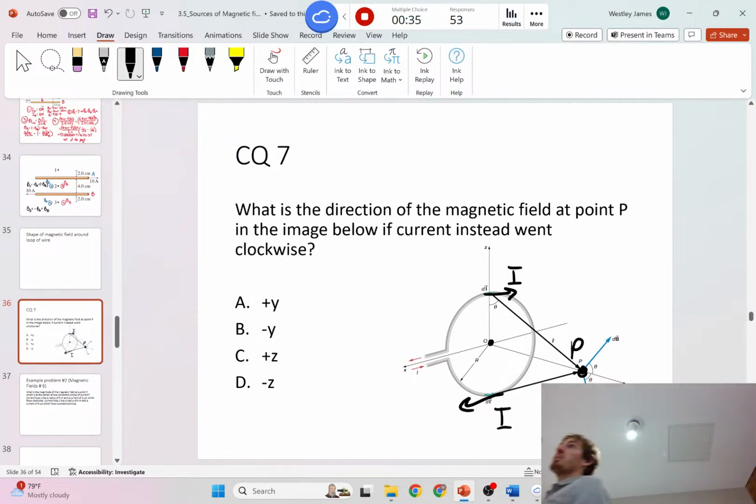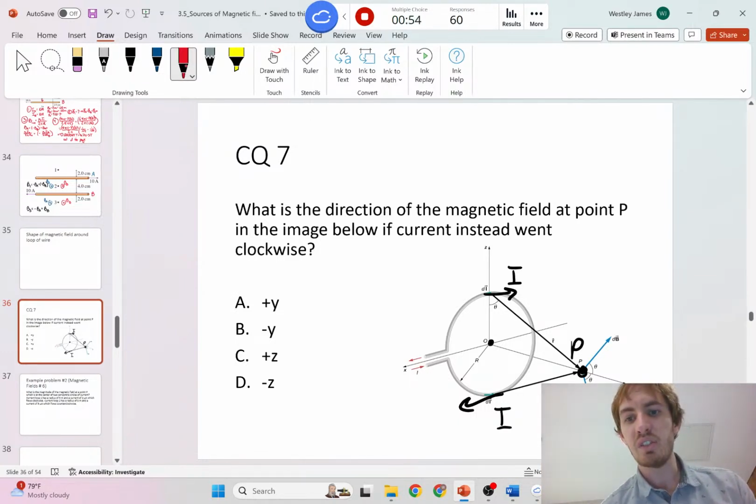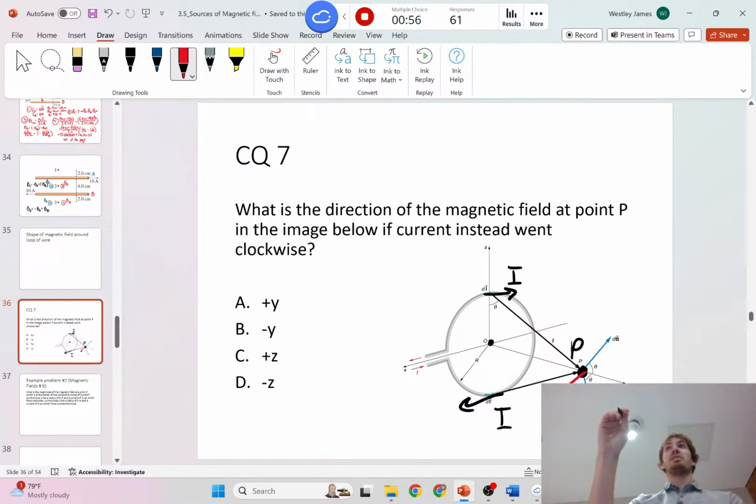So we're going to use the right-hand rule. We point our thumb in the direction of the current. The current's going this way. My point P is down at an angle. I swing my fingers 90 degrees, and I get a magnetic field that points this way at first. This is not the final answer. This is the magnetic field due to the top of the loop.